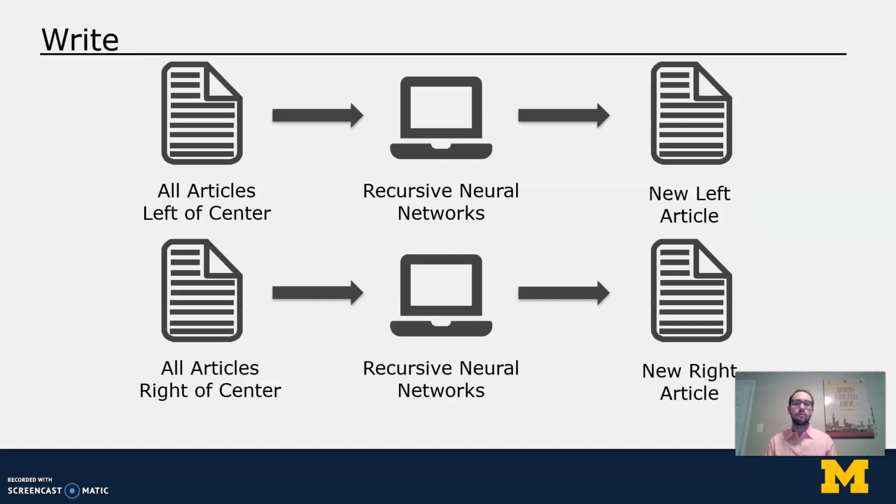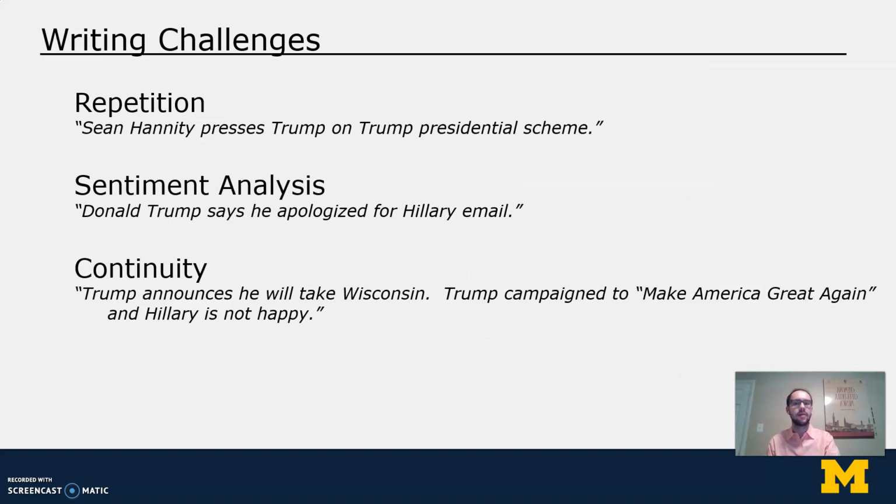So for writing articles, what we did is we took all our left of center articles, ran them through a recursive neural network and got our output from that, and did the same with our right of center text. This ended up working using TensorFlow and recursive neural networks in Python, but there were a couple problems, not so much in the actual writing, but more in the readability.